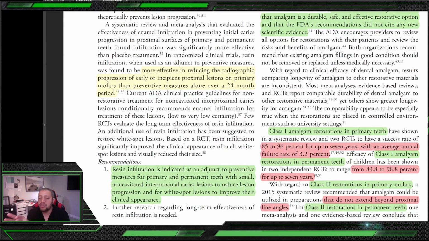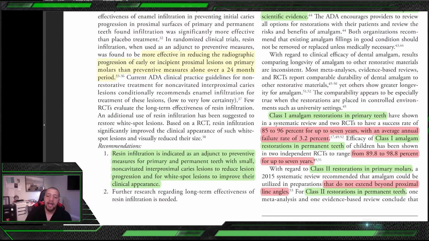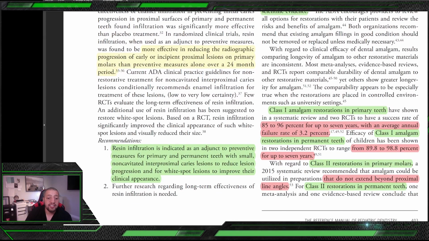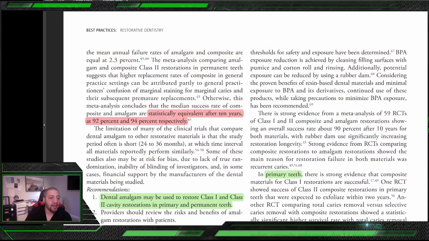So it's very critical to understand that the restoration of choice after pulpotomy, pulpectomy, or if you have a class 2 extending beyond the line angle, is a stainless steel crown. It's not amalgam, it's not composite. Okay, but anyway, class 2 restoration in permanent teeth or primary teeth with amalgam has been proven to have a success rate after 7 years of up to 92 to 94%. So it's amazing for sure.